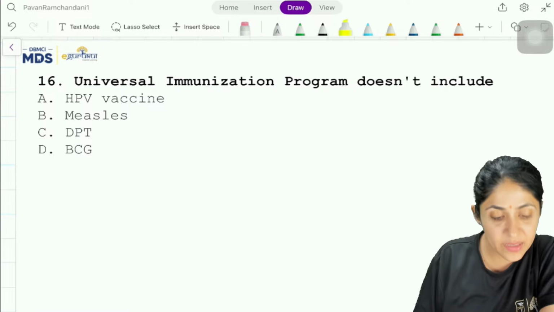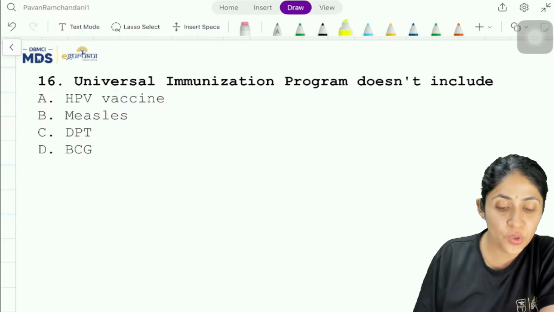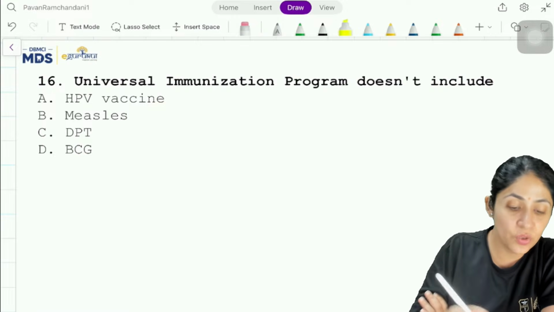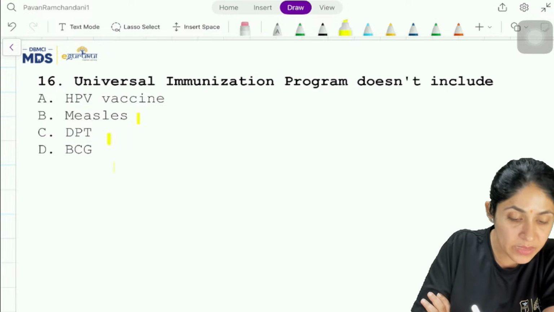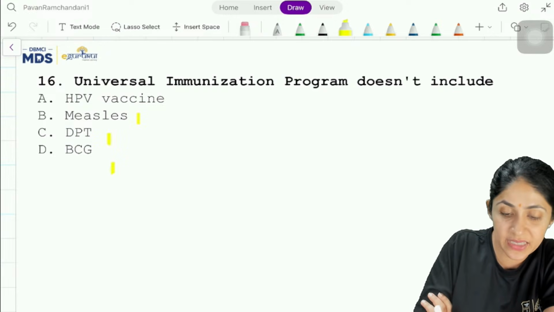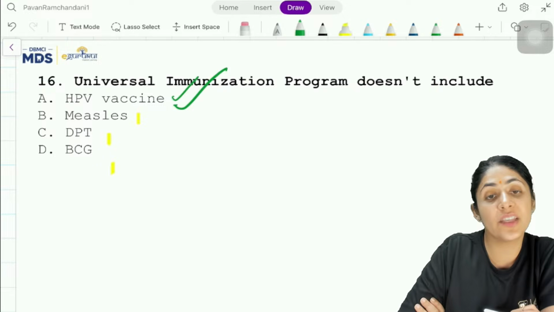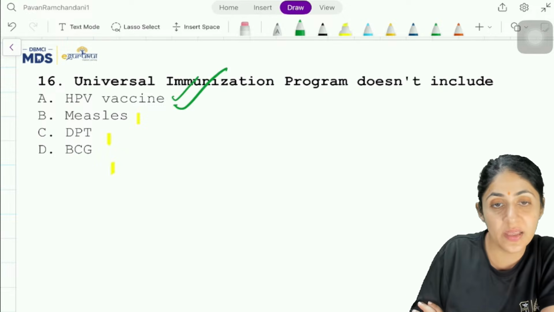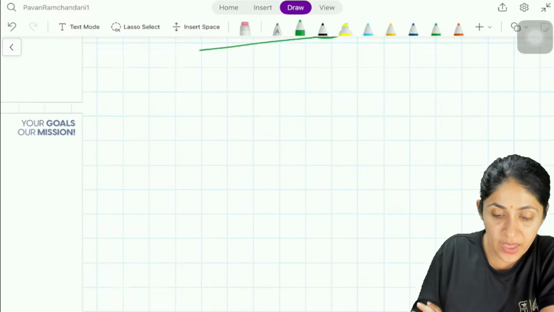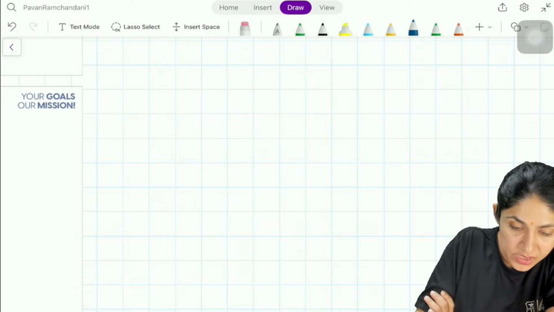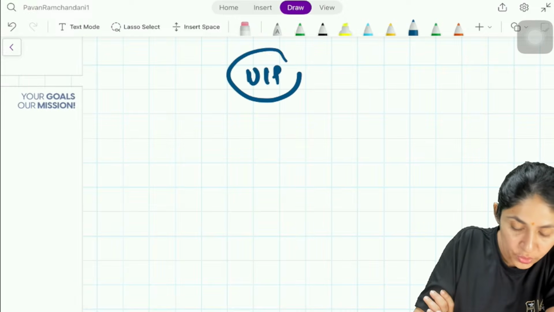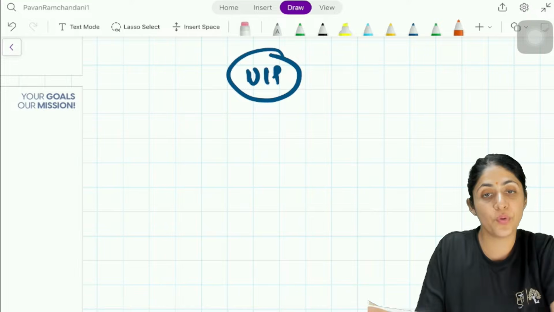So this is a fact-based question. The universal immunization program includes measles, DPT, and BCG. The HPV vaccine is not included in the UIP, or the universal immunization program. Okay, let's try to remember this. The UIP, or the universal immunization program.